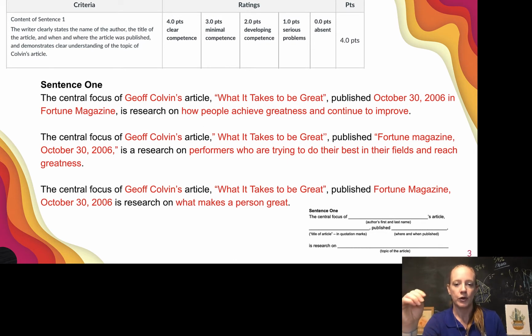So 4 for the first one, 3 for the second one. Let's look at the third one. The third one starts off the same as the others and ends with, is research on what makes a person great. So again, I'm going to ask myself, what does the article say? And does that represent what the article says? So research on what makes a person great. This sounds like the article is going to be about just a list of people who are awesome and why they're awesome. And that doesn't really capture the idea.